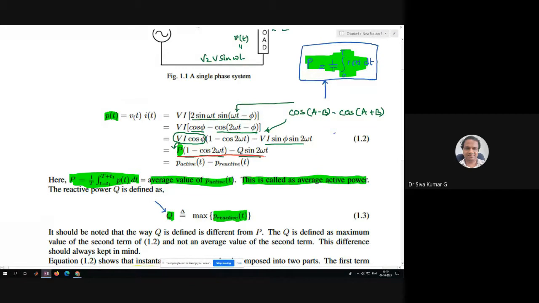This term, which we generally define as V I cos phi, is the real power. The peak value of this other term is called the reactive power, the maximum of P reactive, and the average value gives the P active of t. Even if you take the average power of the entire instantaneous power equation, we get only V I cos phi.